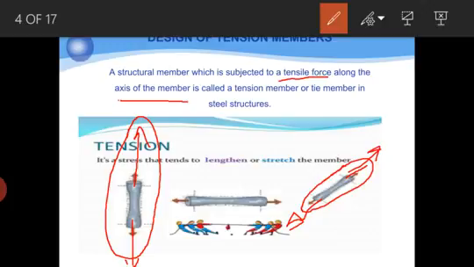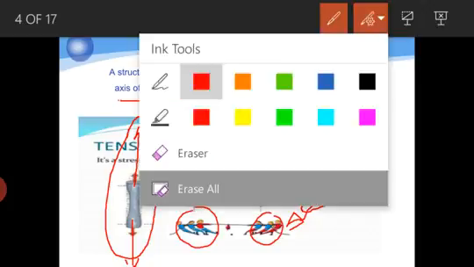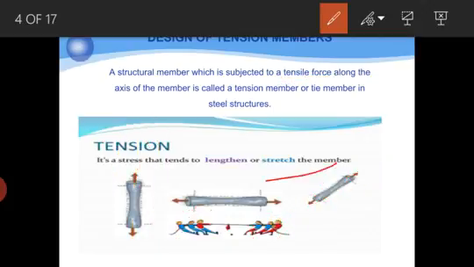One more example, a group of people on either side, this side and this side, are pulling the rope. There is a tug of war. In this case, a rope is being subjected to a tensile force. It is under tension.